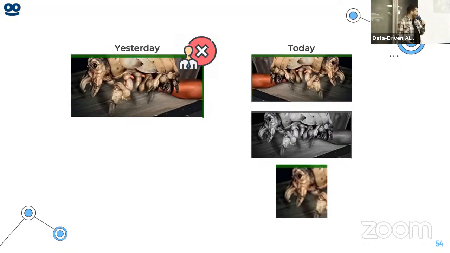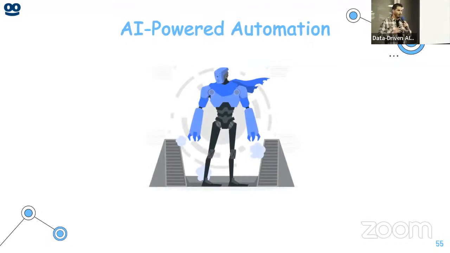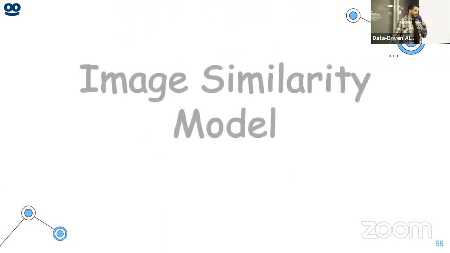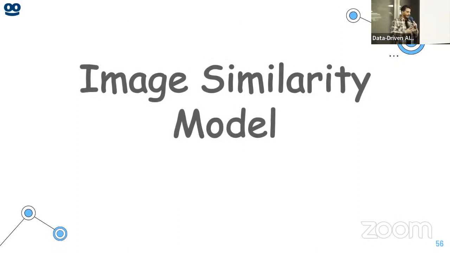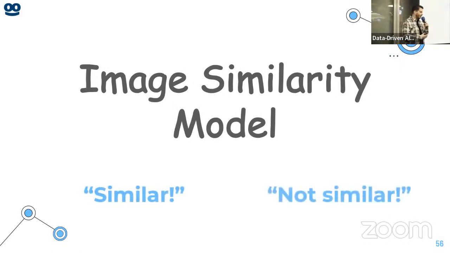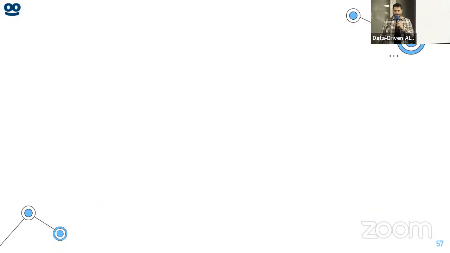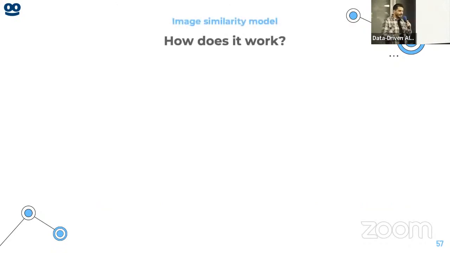Anyway, AI is very good for this kind of decision. This is when we embrace the concept of AI-powered automations: AI and automation working together. What we did was come up with a new AI model, called the image similarity model. I think Elena also mentioned it. This model has two purposes. One is to say whether a couple of images are similar or not. These are the outputs.